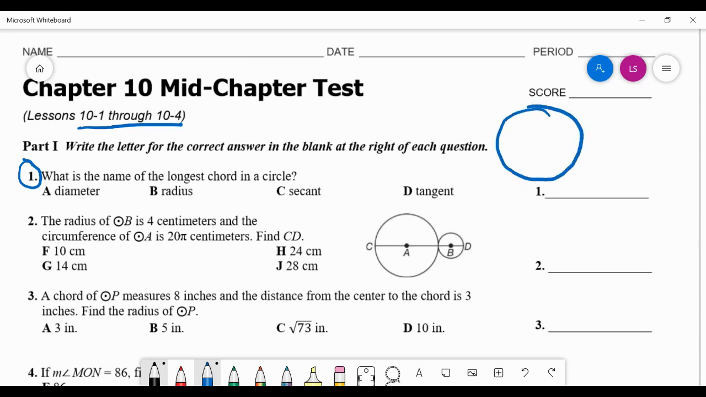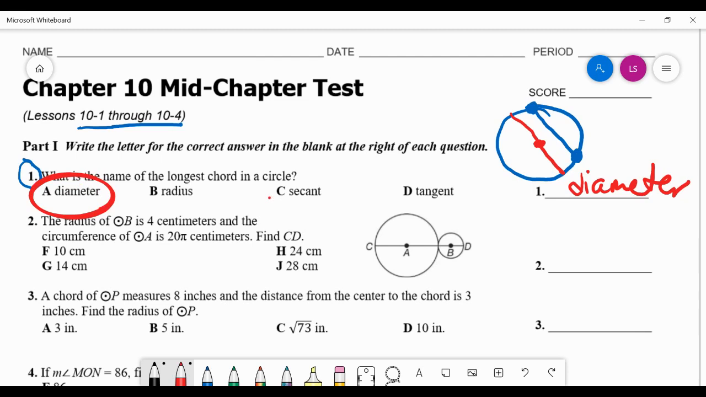So first of all, a chord is any segment that goes from one end of a circle to the other end of a circle. The longest chord goes through the center of the circle, and that chord is called a diameter. Okay, so that's A. And you really shouldn't be answering C because we haven't learned what that is, and we haven't done that yet either.